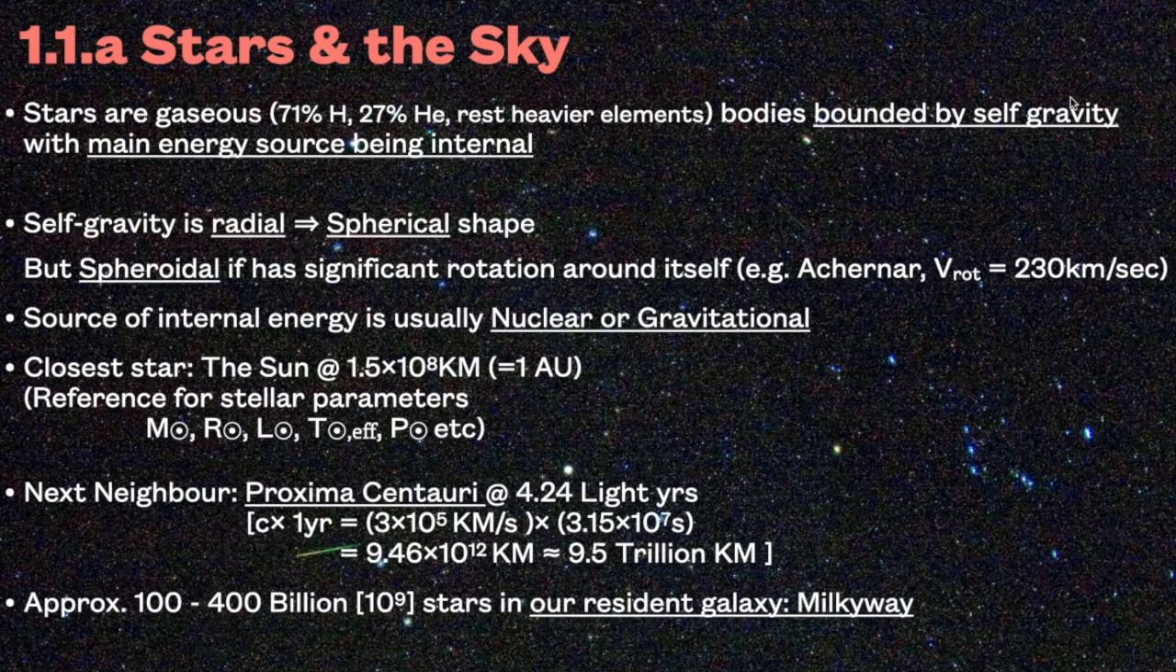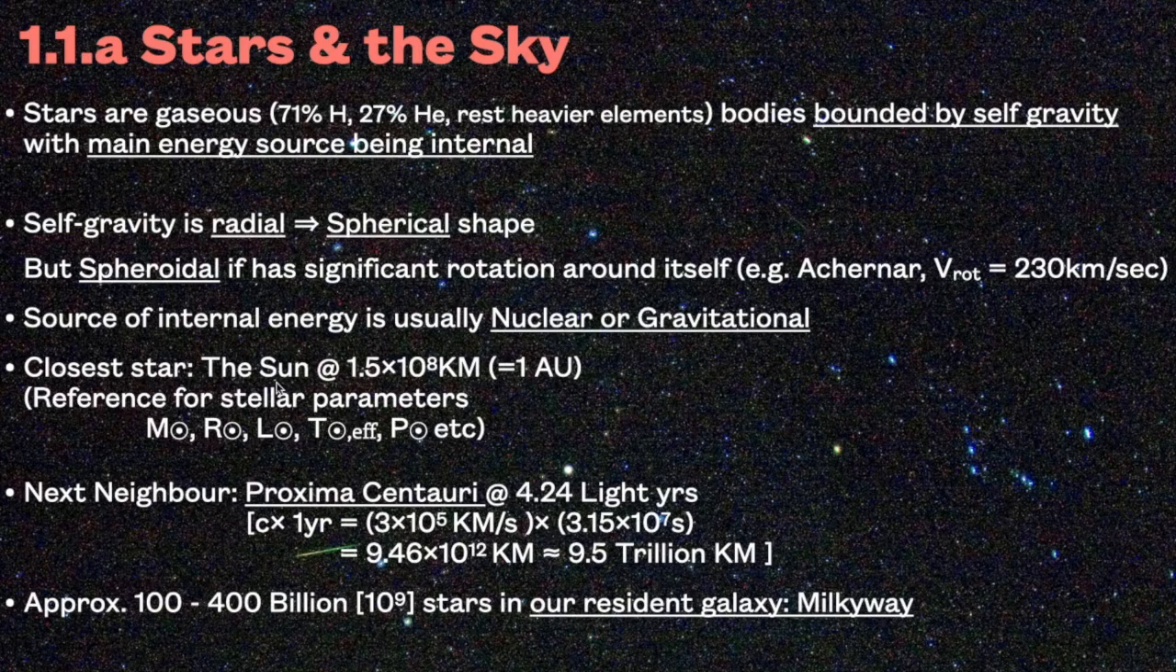Because these stars are bound by self gravity, and self gravity normally works in a radial direction, stars are usually spherical in shape. But if the star has significant rotation around its own axis, then because of that rotation there will be some shape shift, and they will look like spheroids. Like this star Achernar, it has quite significant rotational motion, like 230 kilometers per second. It moves around its own axis.